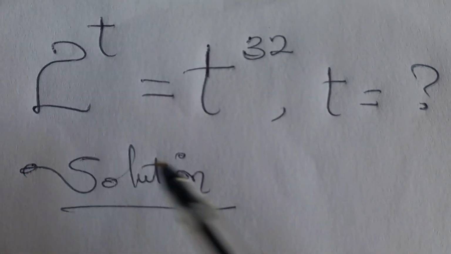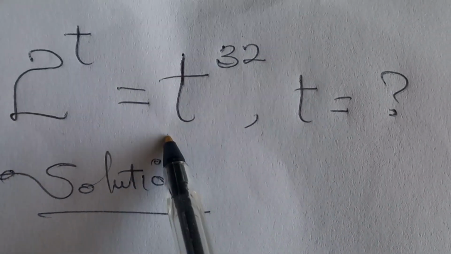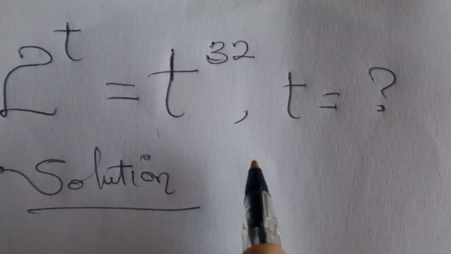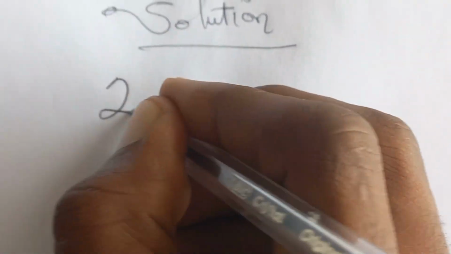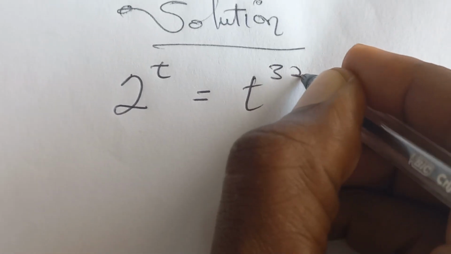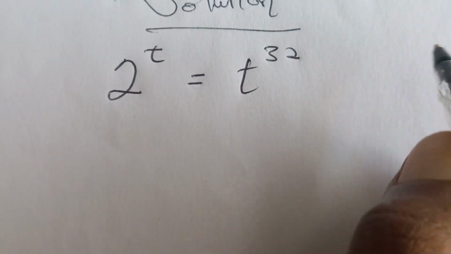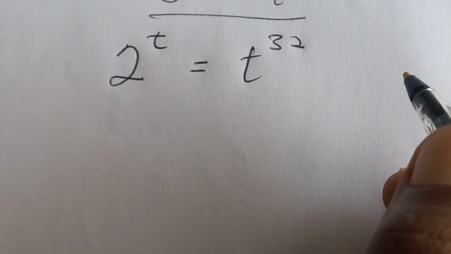So today we are looking at this equation. We have 2 exponent t, which is equal to t exponent 32. And in this case, we are solving for t. Okay, so you can see that 2 exponent t is equal to t exponent 32. From here, let us multiply both sides by 1 over t, to the exponent.